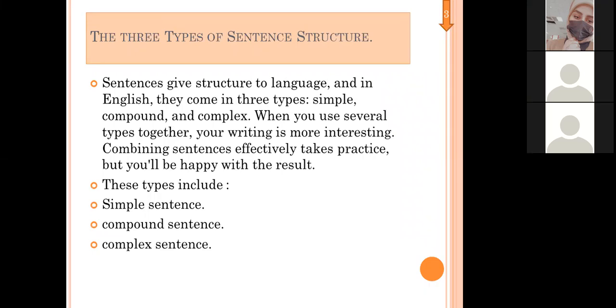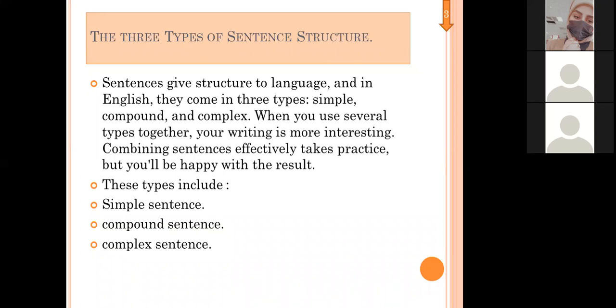There are three types of sentence structure. Sentences give structure to a language, and in English they come in three types: simple, compound, and complex. When you use several types together, your writing is more interesting. Combine sentences effectively. It takes practice, but you will be happy with the result.